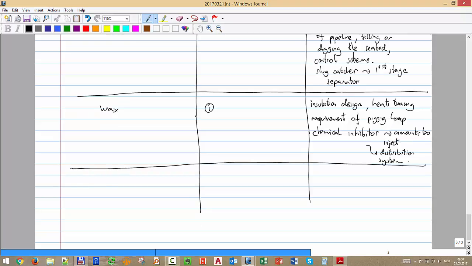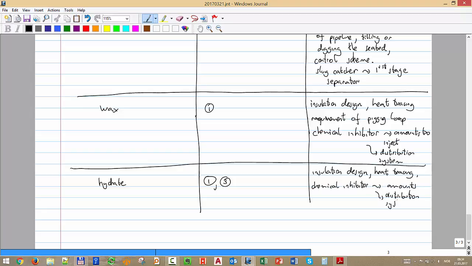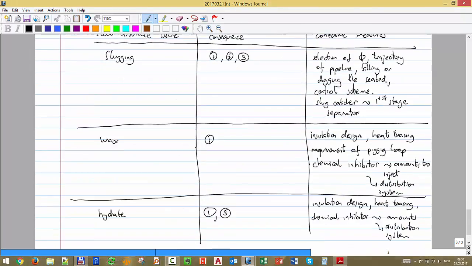Then we have hydrate. That can affect 1, or can also affect 3, a bit of the functionality, depending on where it is formed. And here it is affecting more or less the same things as wax: insulation design, heat tracing, not pigging loop, and the chemical inhibitor, the amounts, and the distribution system. Running out of space already.